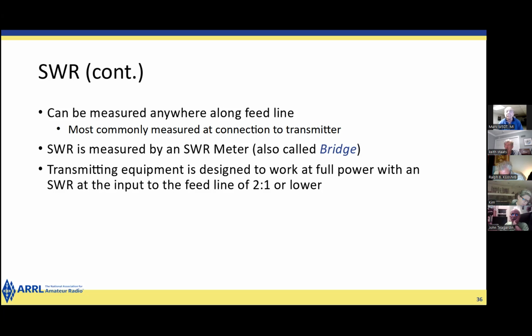It varies along the wire too. So if you add a longer wire, it'll change. So that's why Marv says measure it at the antenna is the best starting point.